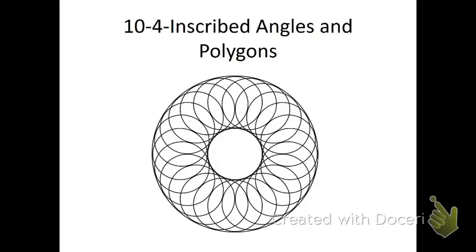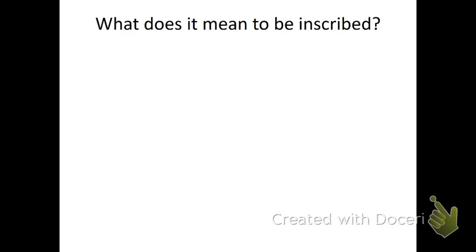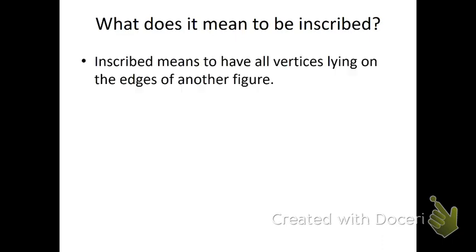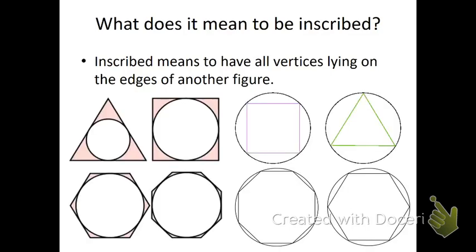Okay, in this video we're going to look at inscribed angles and polygons. We talked about inscribed angles a little bit in the other sections. In general, inscribed means to have all the vertices lying on the edges of another figure. So we have some pictures here.